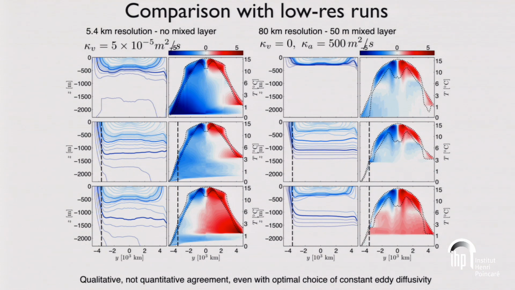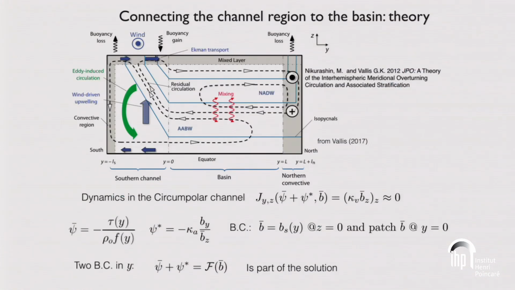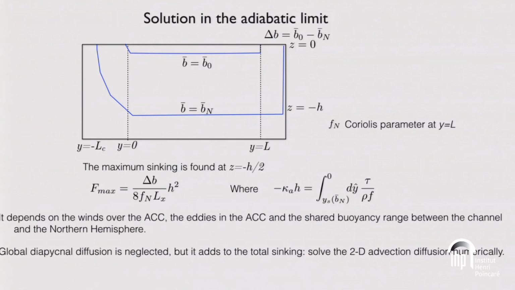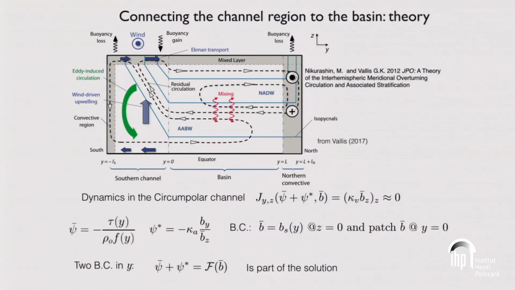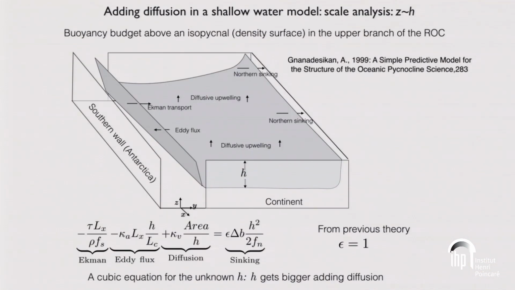So it's non-zero in the mixed layer, and you have this more ideal situation. Okay, so I won't have time to explain the theory, but the point is that you can do a theory which explains this. Maybe I'll just do scale analysis.